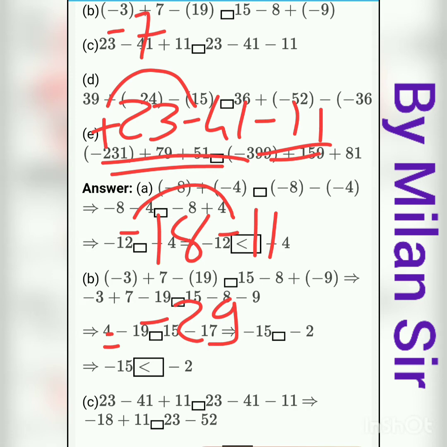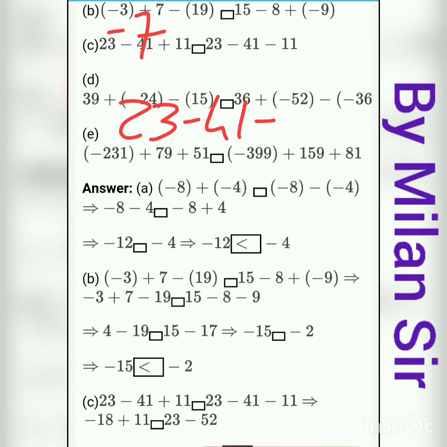Okay, so left hand side we have minus 7, and right hand side we have minus 29. Okay, now which number is greater, minus 7 or minus 29? If positive numbers are there, then definitely 29 is greater than 7. But here we have negative numbers. Okay, so minus 7 is greater than minus 29. Okay, minus 7 is the greater number than minus 29.